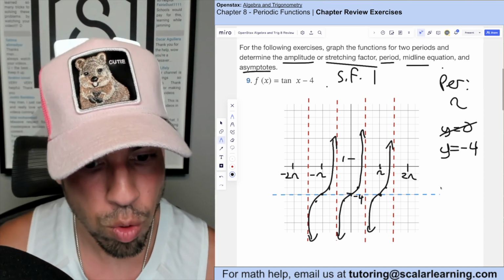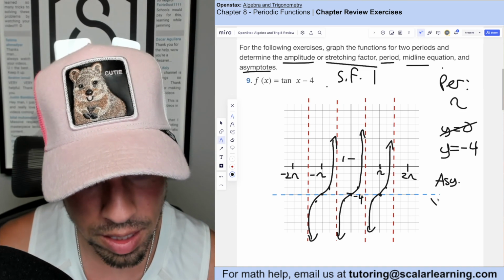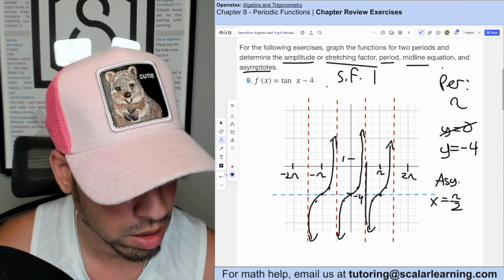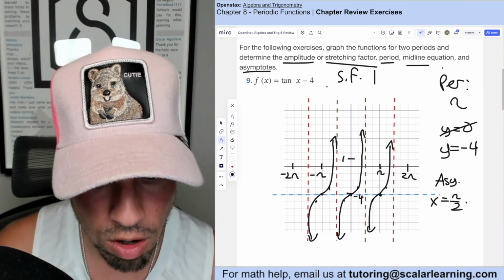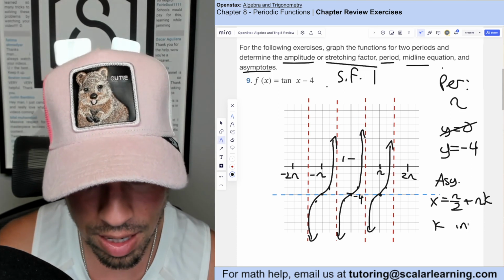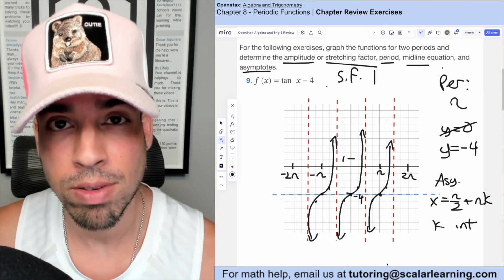And again, to get the equation of the asymptotes, right, it's x equals, and as I mentioned, it's pi halves, that's this one in particular, and then it's going up or down by multiples of pi, so we say pi k, where k is any integer. So this is how you graph it, boom, done.